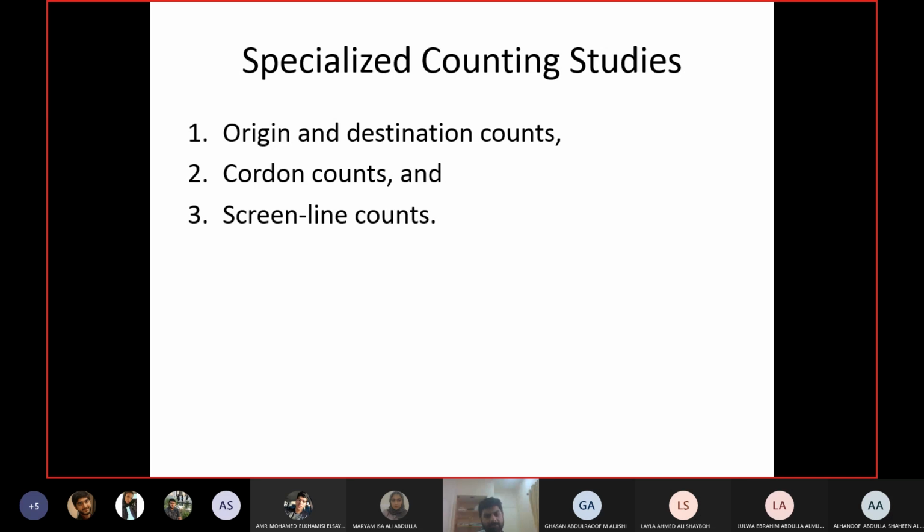The entire area is your study location, or it can be more than one zone or more than one area as well. The difference between specialized counting studies and the previous ones is that you are trying to find out how many vehicles went into these specific areas and came out of these specific areas. So we will discuss three types of specialized counting studies: origin destination, cordon counts, and screen line counts.